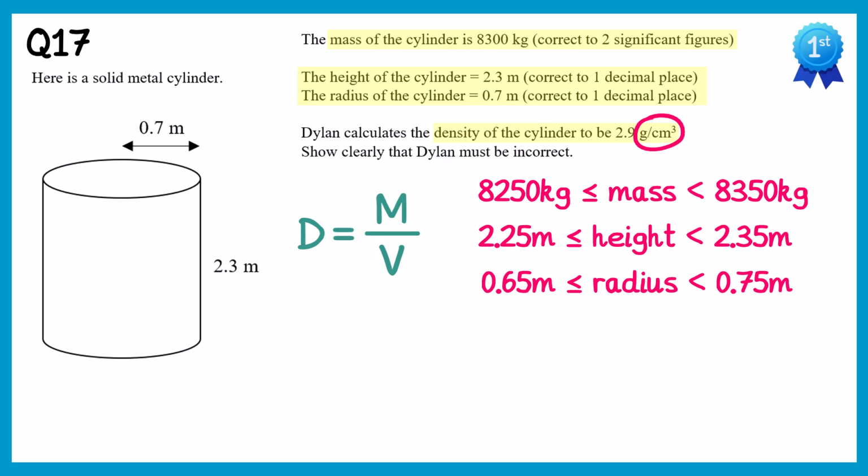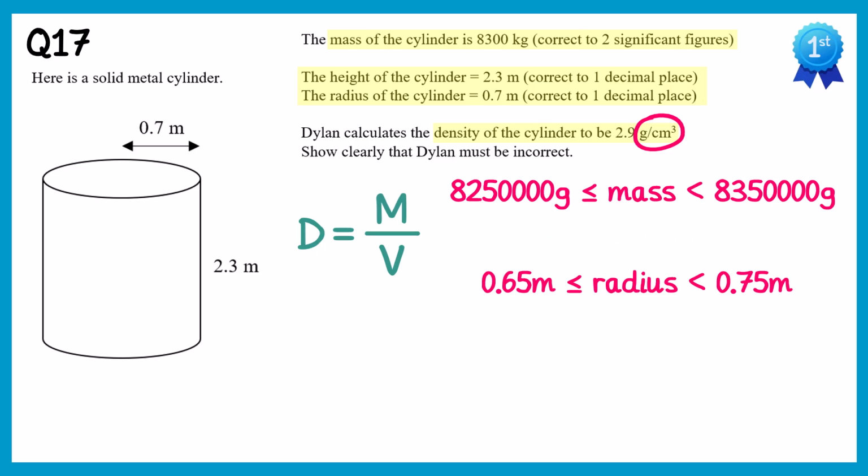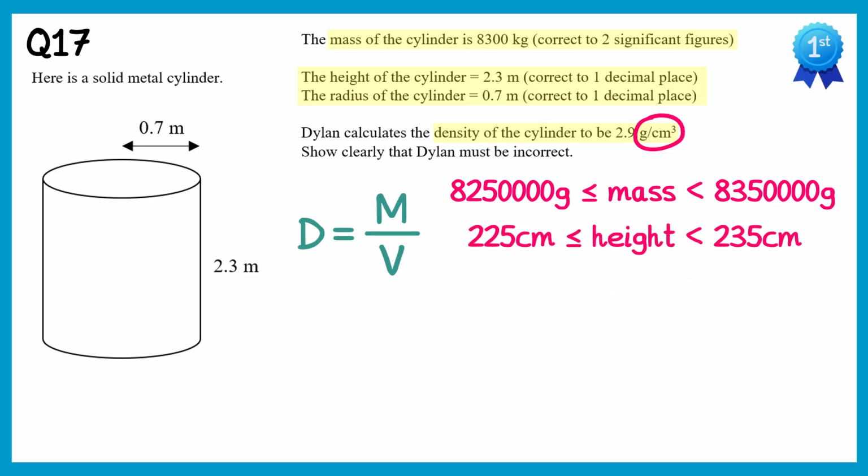To turn the kilograms into grams, we multiply them by 1,000. So the mass is actually in between 8,250,000 and 8,350,000 grams. To turn the height and radius from meters to centimeters, we multiply by 100. So the height is actually in between 225 and 235, and the radius is in between 65 and 75 centimeters.